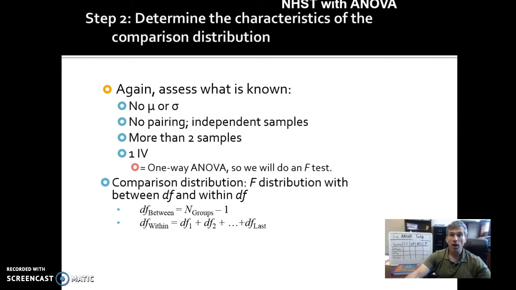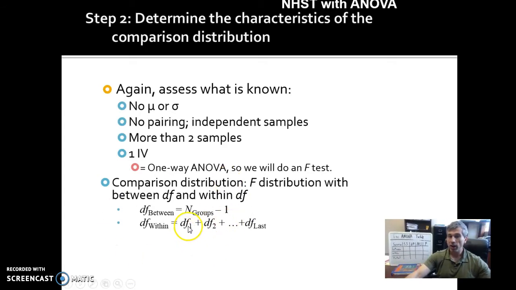All we have to do is define what that comparison distribution looks like, and that just means providing the shape. To do this, you have to say that it's an F distribution, but you also have to calculate 2 different degrees of freedom. You have to calculate a between groups degrees of freedom, sometimes called the numerator degrees of freedom. That's just the number of groups you have minus 1. You have to calculate a within groups degrees of freedom, sometimes called denominator degrees of freedom.